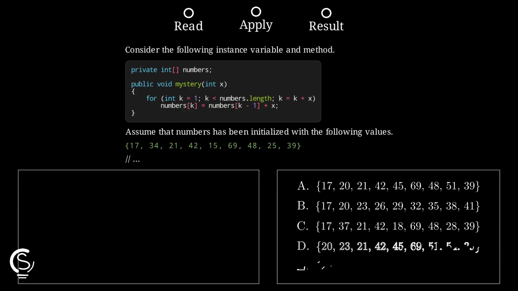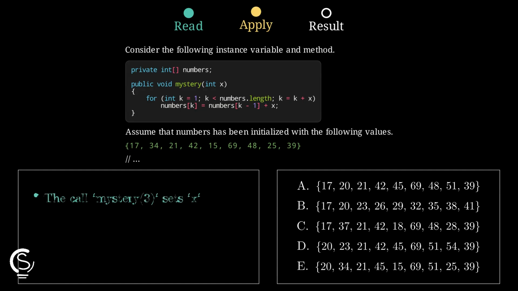First, we identify that the call mystery(3) sets our variable x to 3. The loop starts at index 1 and increments by 3 each time, targeting specific spots and numbers. That means we only update indices 1, 4, and 7.